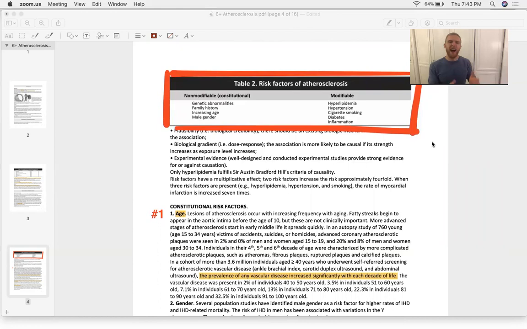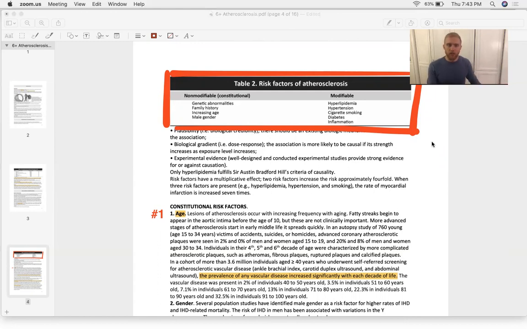which have not as of yet been strictly identified as directly leading to atherosclerosis, meaning they're probably true risk factors, but we don't include them in risk assessment as of right now. So boxed in red on this page in table 2 are the risk factors that feed into risk assessments.